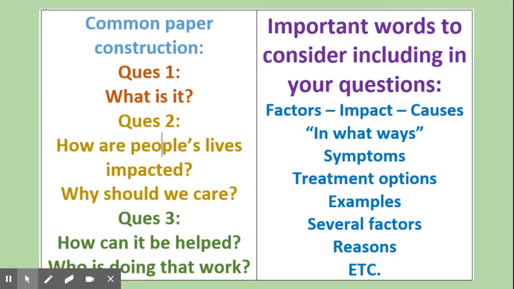So we start with what it is. Why should we care? Basically, question 2. And then at the end, what are we going to do about it? How can this be helped? As Mrs. Ocasio often says, how could we eliminate or alleviate this problem? And maybe you could even go into who's doing that work. What are some agencies? What are some entities? What are some different therapies that people are trying? How can this social issue be helped?